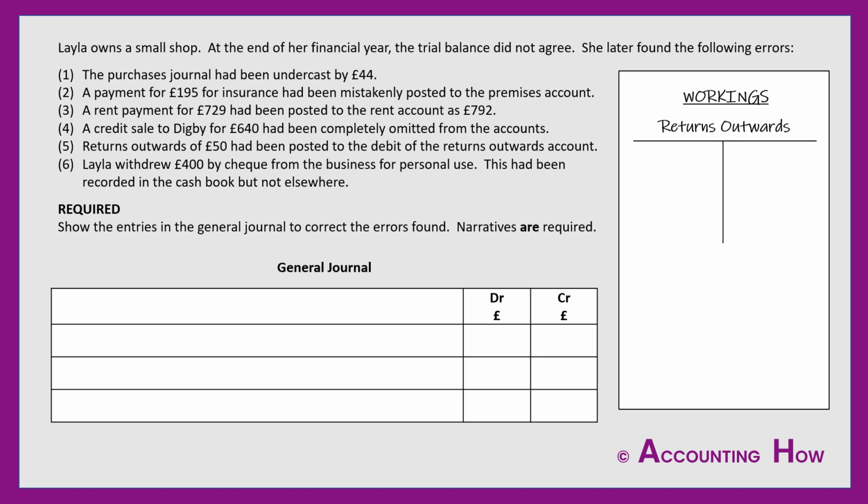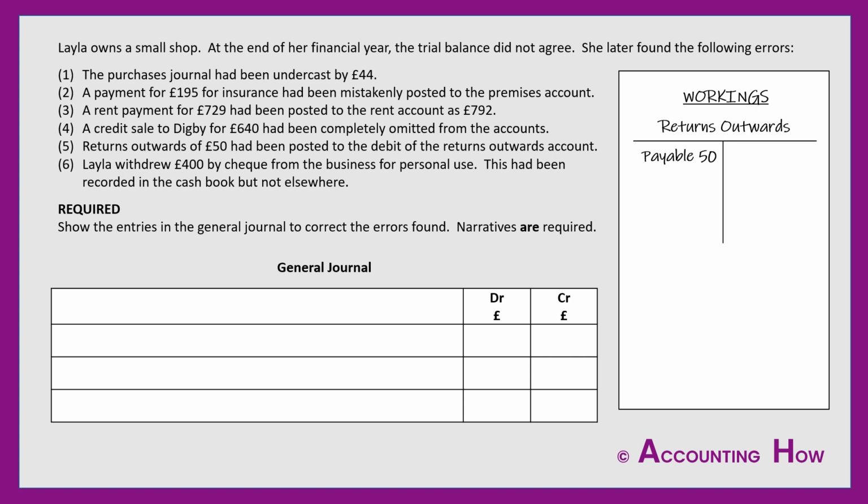Well, returns outwards, that means you purchased something and then sent it back. Well, purchases is an expense. Purchases is recorded on the debit. So if you return something, if you return a purchase, that has to be recorded on the credit. Returns outwards is sometimes referred to as purchases returns. And so effectively what Layla has done is put this on the wrong side. She's put the 50 on the debit when it's supposed to be on the credit.